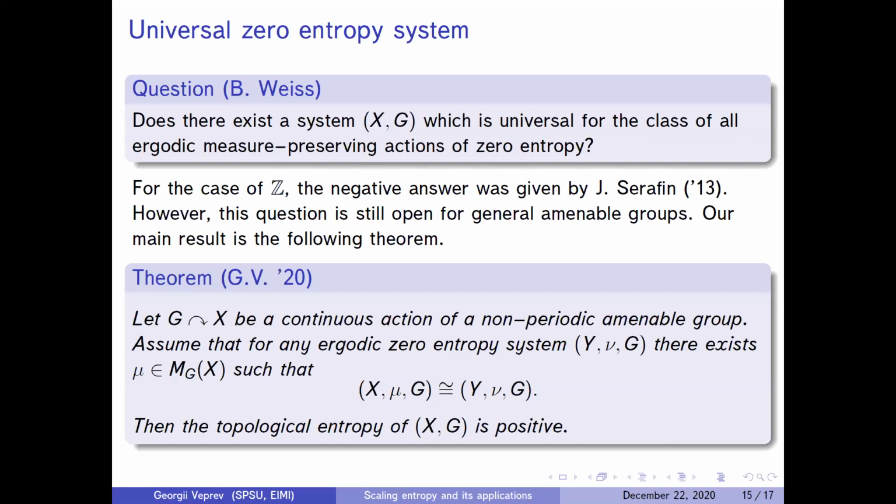And our theorem is the following: suppose that we have a non-periodic amenable group, that means that it has at least one element of infinite order. Suppose that we have a continuous action of such a group, and assume that for any ergodic zero entropy system, there exists an invariant measure which represents this system. Then the topological entropy of the topological system is positive. Then by the variational principle, it is easy to see that a universal system cannot exist for such groups.